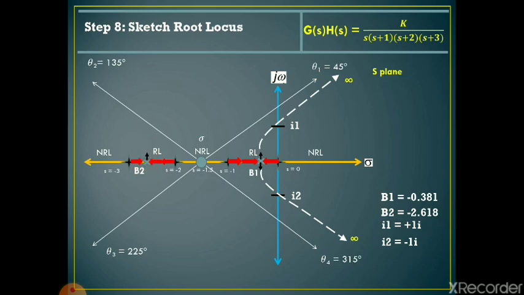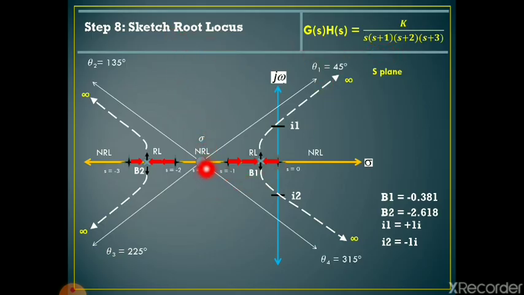break away at plus 90 degree, and then it will follow the asymptote having angle theta 2 is equal to 135 degree approaching infinity. Similarly the other branch will break away at minus 90 degree and follow the asymptote having angle theta 2 is equal to 225 degree approaching infinity. So this is the complete sketch of root locus for the given transfer function.